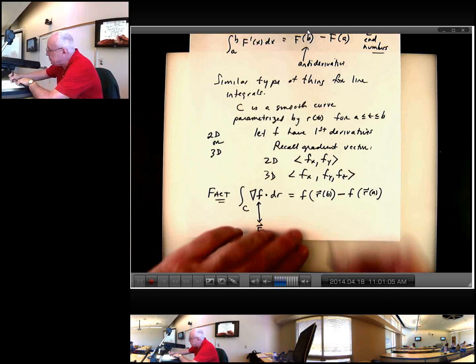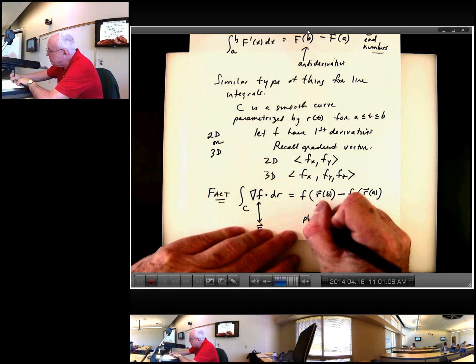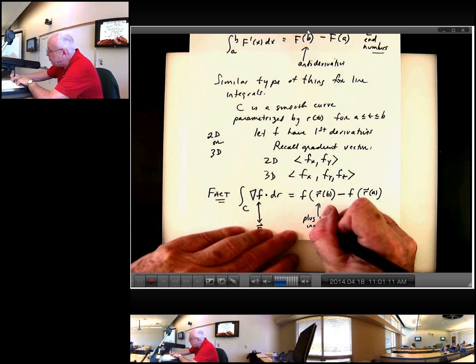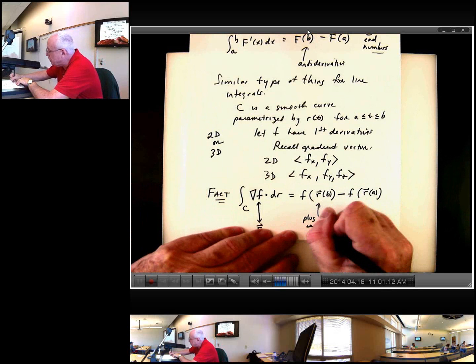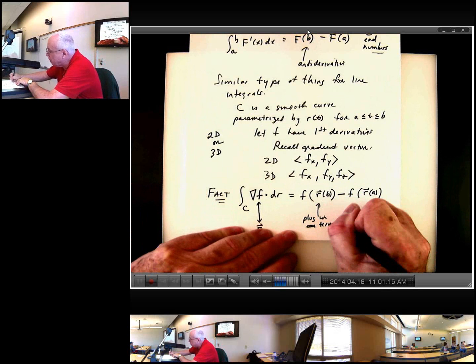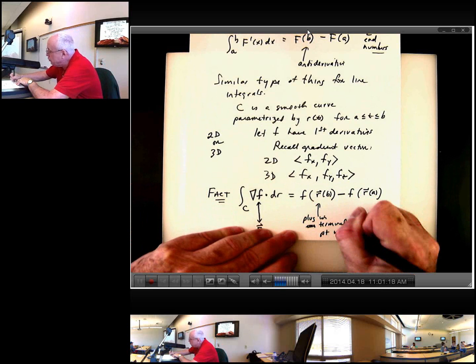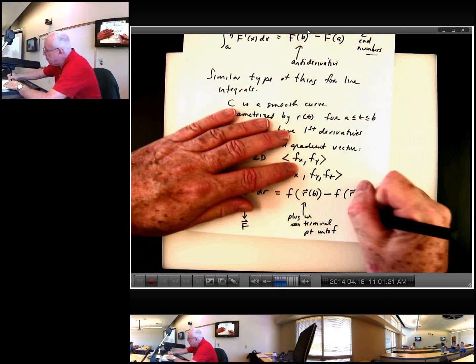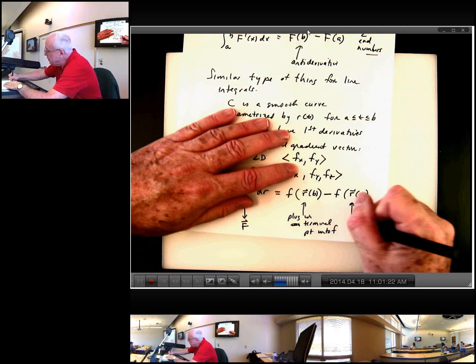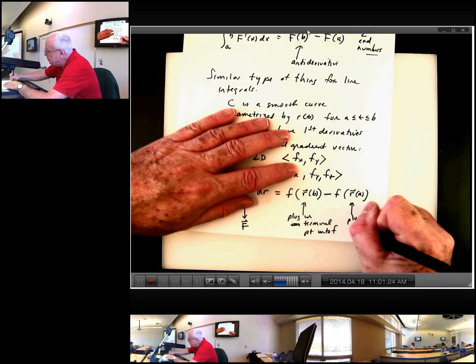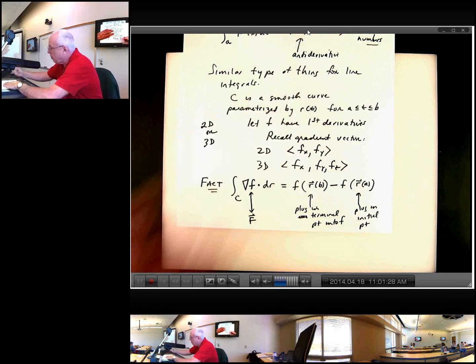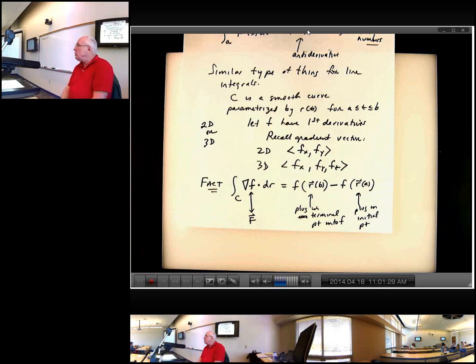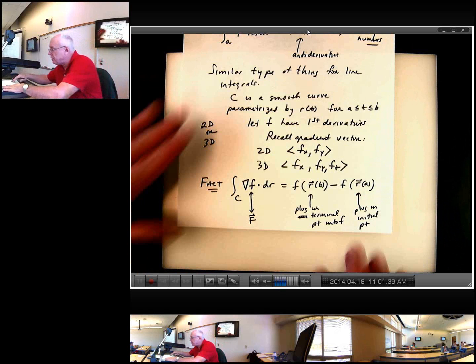So we plug in the initial point, I'm sorry, this is the terminal point. We plug in the terminal point into little f minus plugging in the initial point. All right. We don't have to do any other calculations. This is it. Okay. So this is that fundamental theorem.